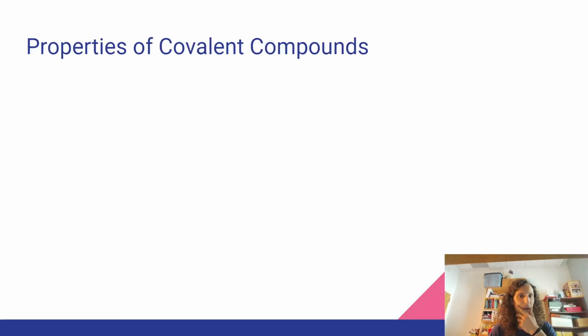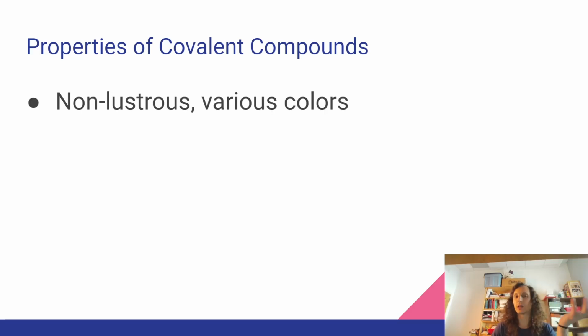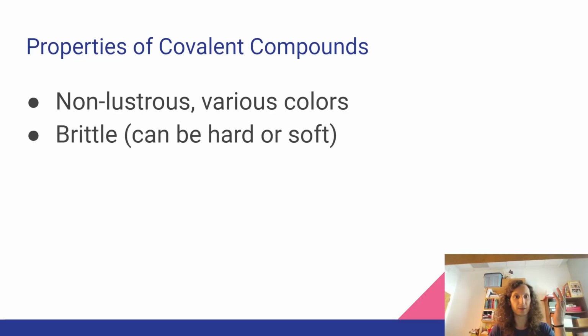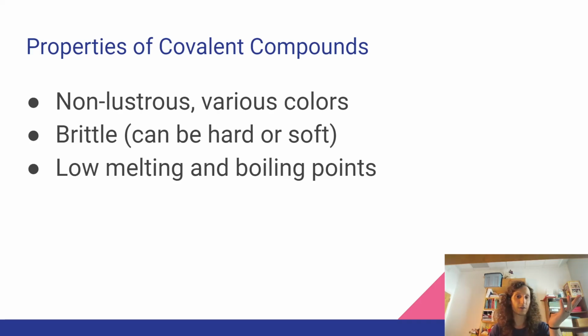Yeah, okay. What do covalent compounds look like on the macro level? So they're not lustrous. That means they're not shiny generally. They're sort of like dull colors, but they can be in all sorts of colors, just like dull sort of sheen to them. They tend to be pretty brittle, although they can be hard or soft. Really, the big thing about covalent compounds is they have low melting and boiling points.